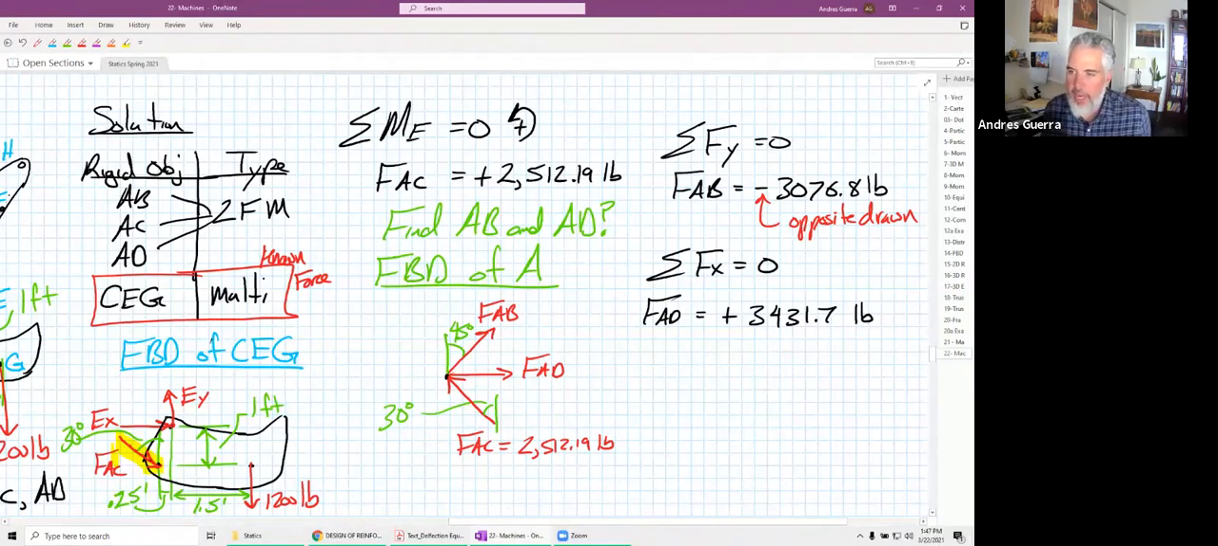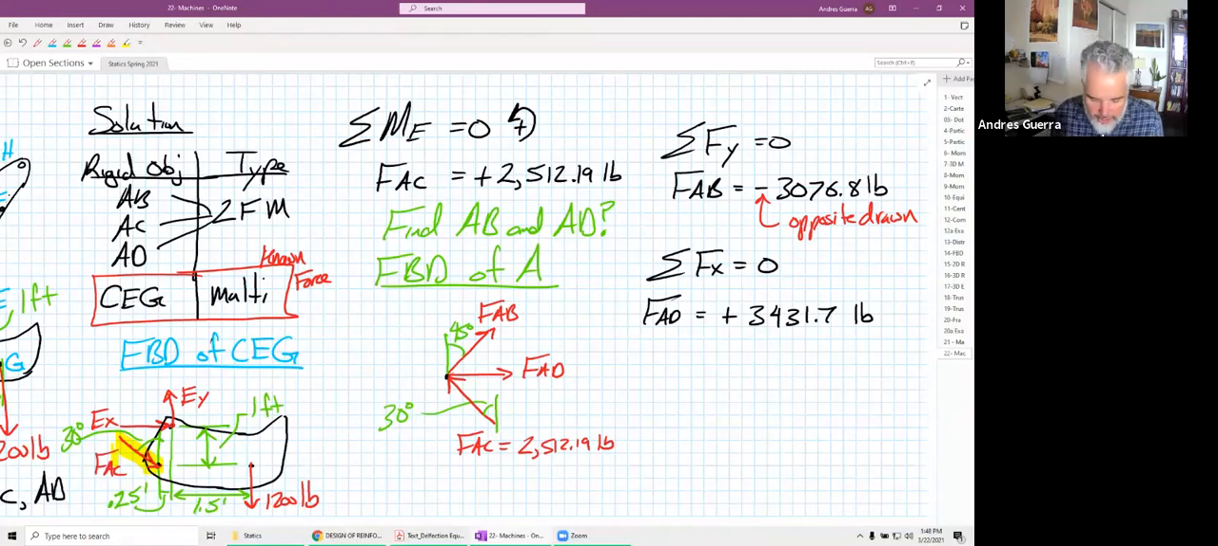Now, remember, I found the FAB of negative 3,076. So how do I handle that? I didn't explicitly write out my sum of forces in the x. When I come up with the equation, I look at my FBD to figure out if FAB is negative or positive. It's going to the right, so I would call it positive, but then I would plug in a negative 3,076 into that.